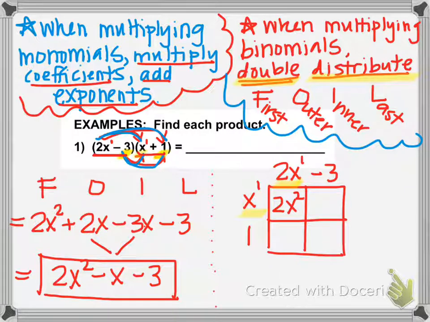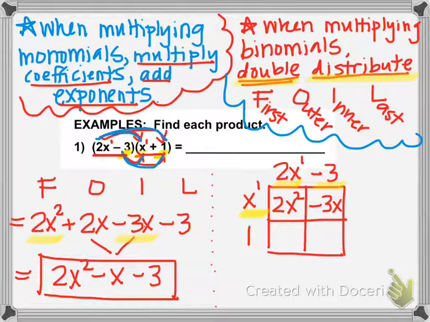So basically, that's the first term over here, right? We're just getting it in a different way. In the top right box, we're multiplying negative 3 by x. Negative 3 times x is negative 3x. And notice, on the left side, that's this term here.